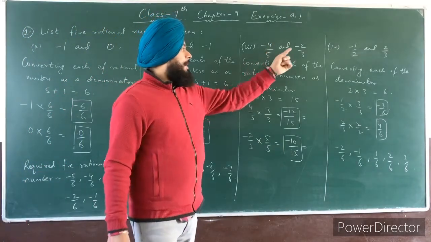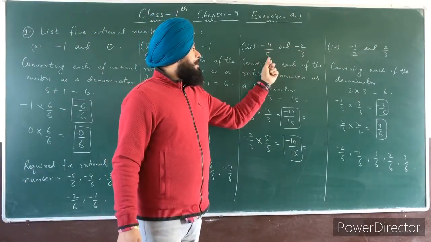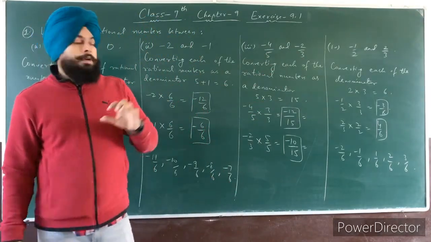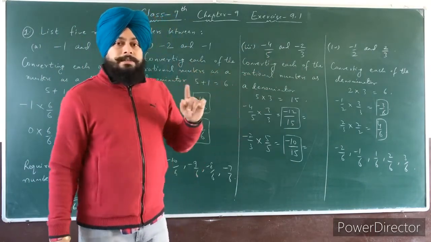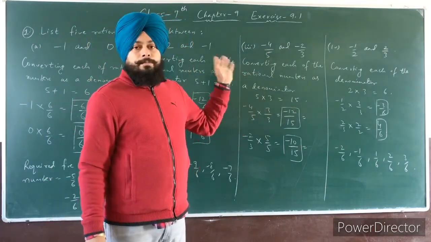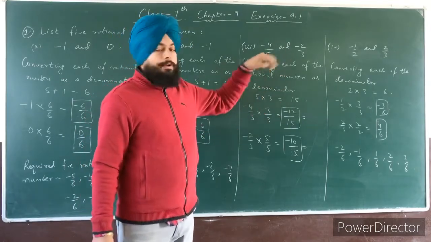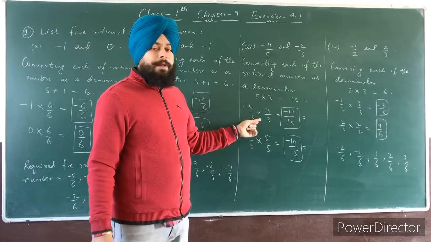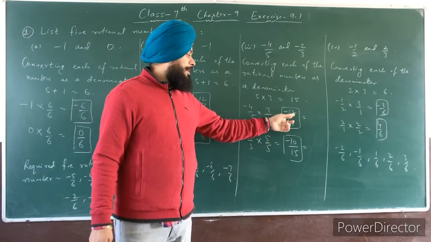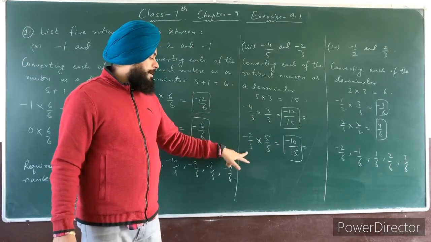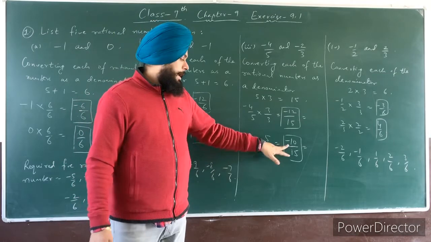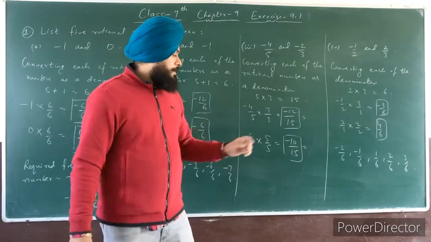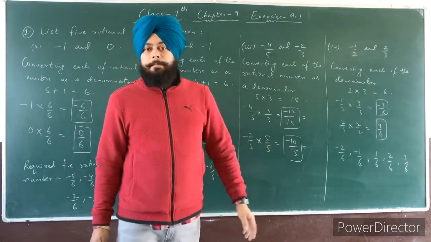The third part is -4 by 5 and -2 by 3. The denominator is different here. Here the denominator is 5 and here it is 3. So the first step is taking the LCM of 5 and 3. So what is the LCM? 15. Now you have to convert the denominators of both of these rational numbers into 15. So the first, -4 by 5, is multiplied and divided by 3. So it is -12 by 15, and the second, -2 by 3, is multiplied and divided by 5. So again its denominator is 15 and the numerator is how much? -2 times 5 is -10. Now you can see the denominator 15 is the same, so they are like fractions.